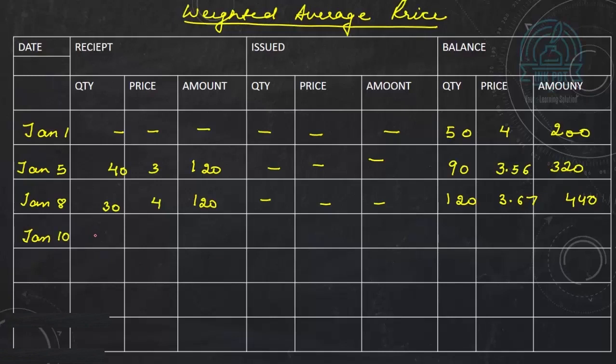Now as on Jan 10, we have issued 70 units. Now we have only one price here, so I'll be using that particular price, 70 units at the rate of 3.67. When you multiply this, you will get approximately 257. So the balance, 120 minus 70, we are left with 50 units at the rate of 3.67. The value is 183 approximately, right?